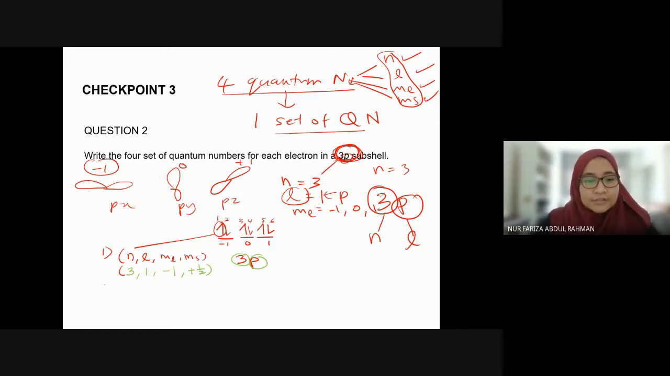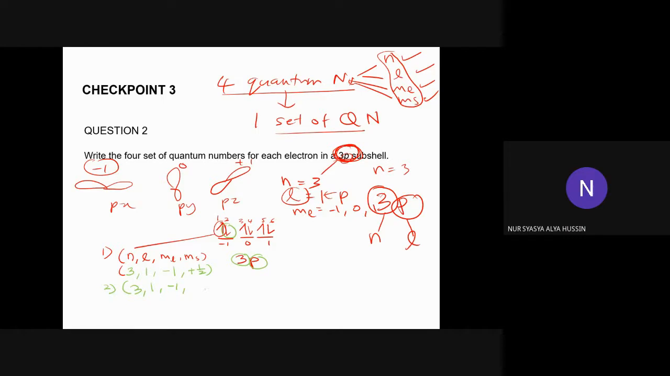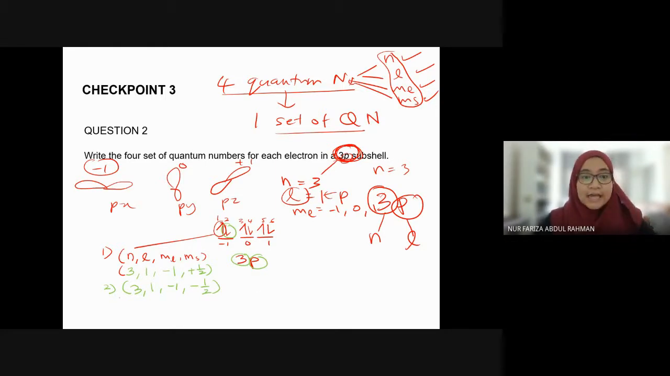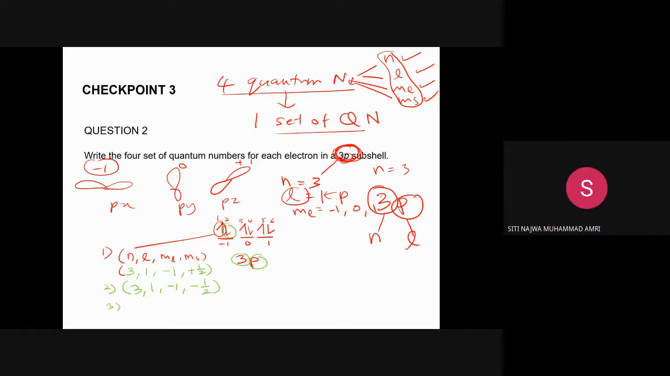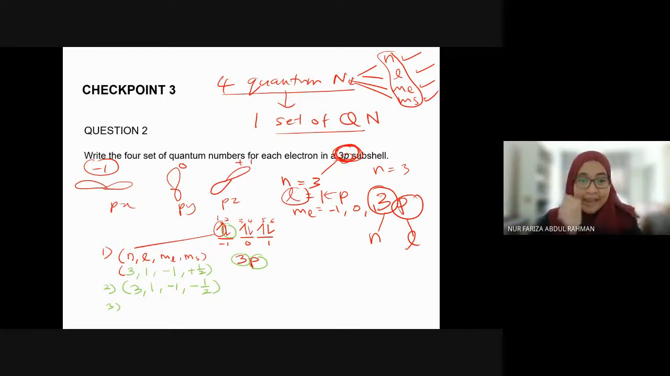For the second electron, what will be the N? 3. Yep, 3. And then L? 1. And then ML? -1. Yep, negative 1. And then how about the MS? -half. Negative half. So can you imagine the rest, what remains the same? N and L. N and L will remain the same for all of the electrons because they are in the same subshell. So you have to do this for all of the electrons.